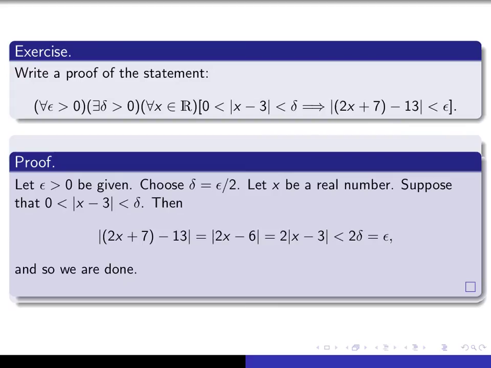Okay, so here you see my proof. It's entirely motivated by what I read as I go from left to right. So I start with let epsilon bigger than 0 be given. And now I remember I told you to deal with this statement by saying choose delta equal to epsilon over 2. Now we get to this statement. Let x be a real number. And now we're doing a direct proof, so we say suppose our hypothesis is true. Suppose that 0 less than absolute x minus 3 less than delta.